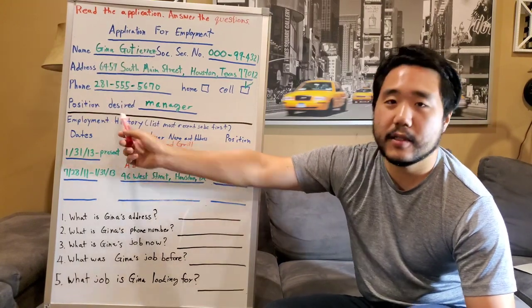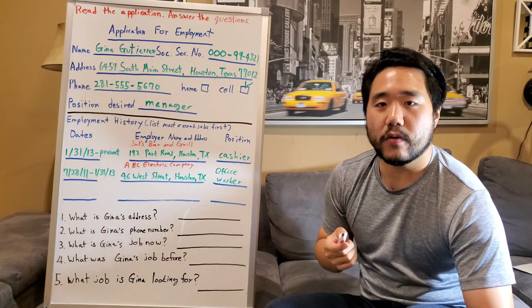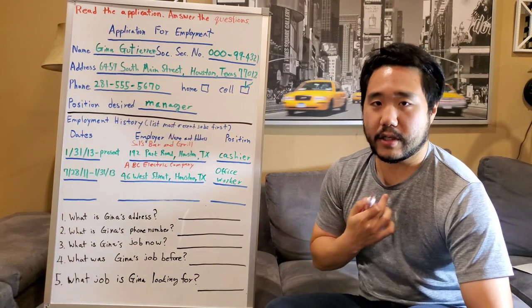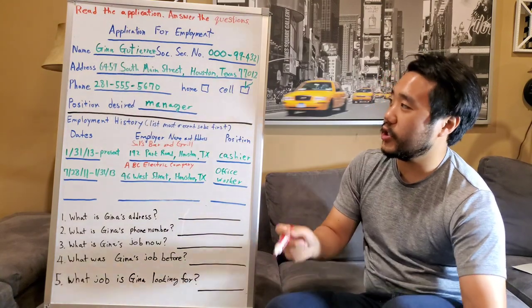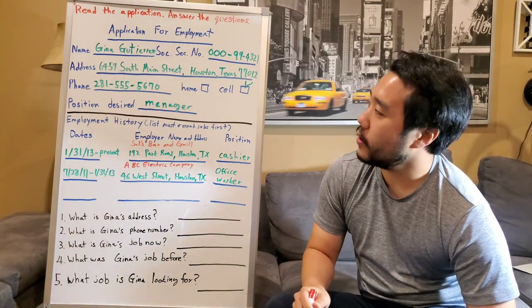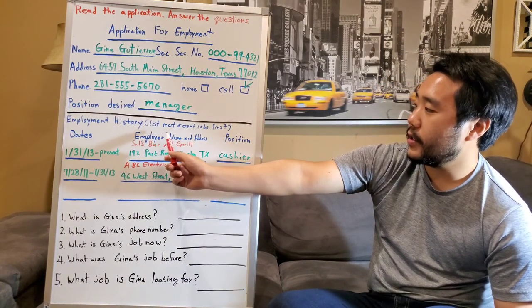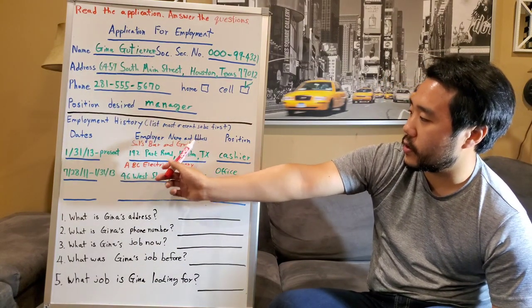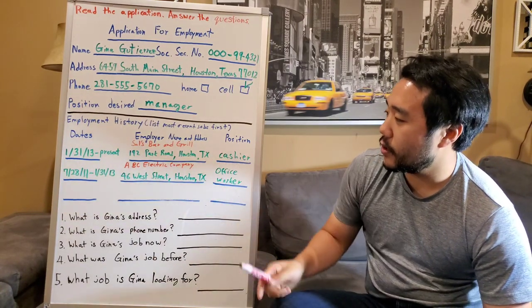Position desired, this is the job that I'm filling out the application for. Manager, that's the position that I want. Or that she wants, sorry. That's Gina. Gina is a female. Employment history, list most recent jobs first. We have dates, employer name, address, and position.